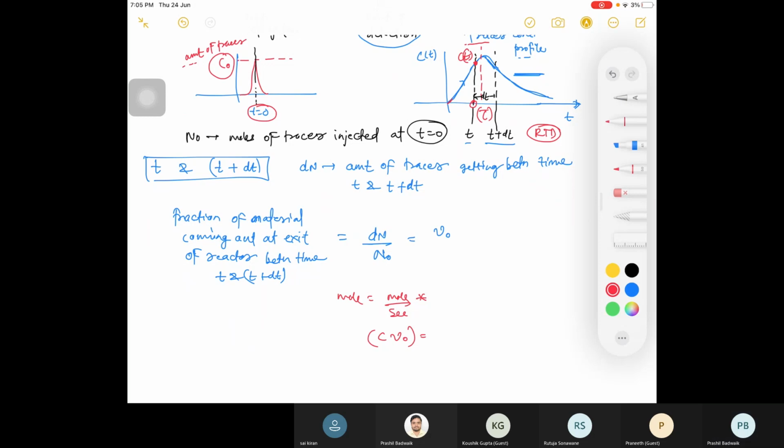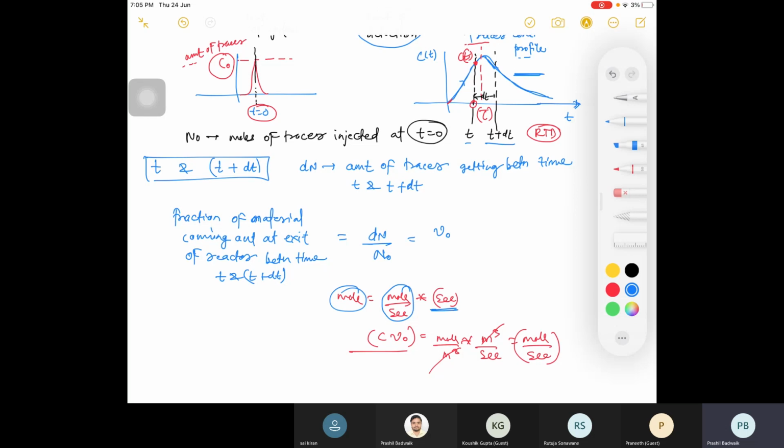Concentration into volumetric flow rate. This is your moles per meter cube into your meter cube per second. So you will get moles per second, that is your flow rate. Moles per second into your second, so you'll get moles, right? So what I'm doing actually is moles into its time.